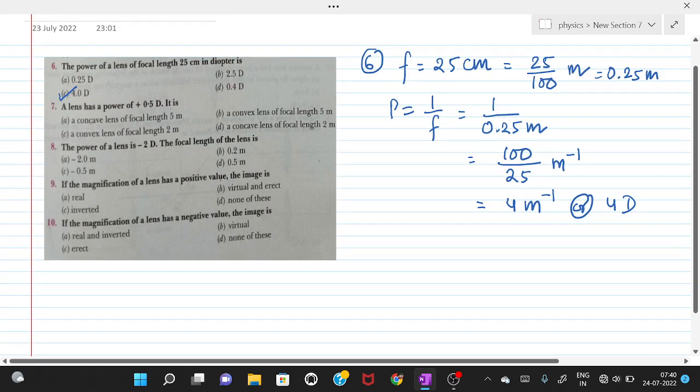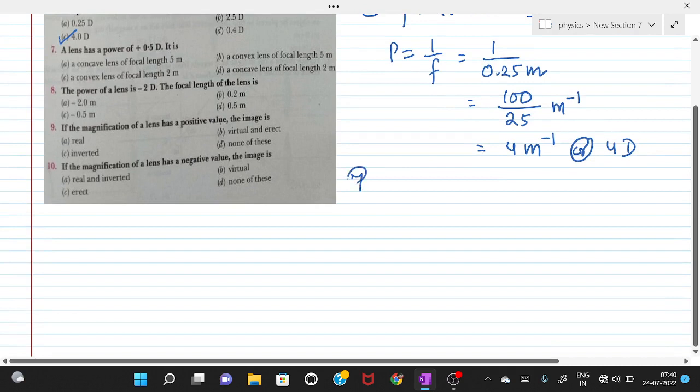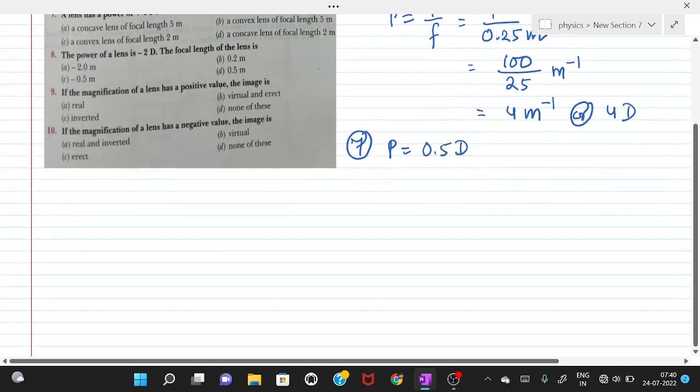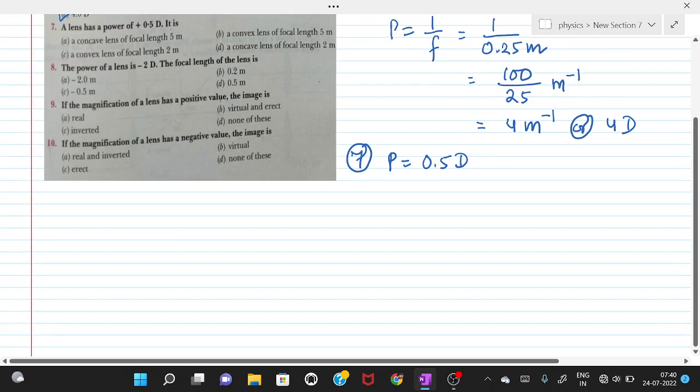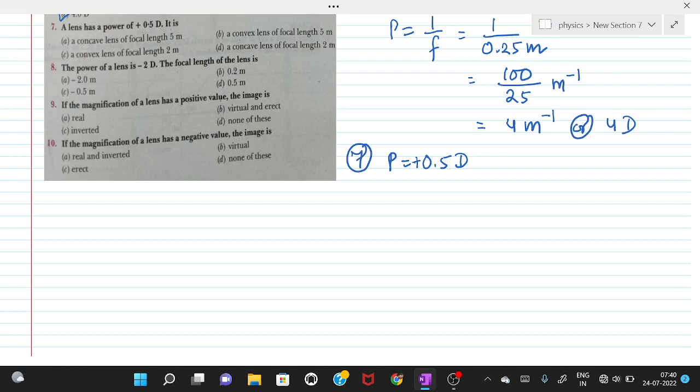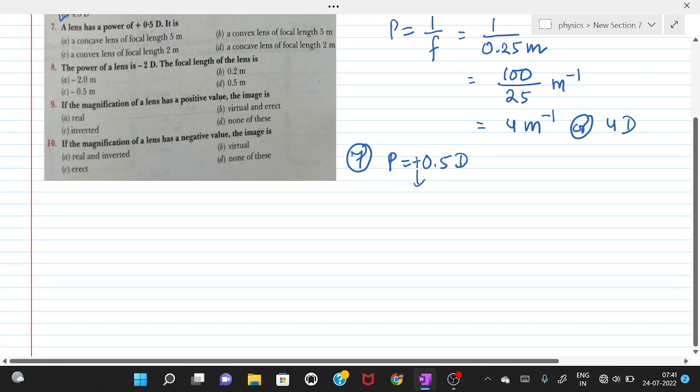Now we are going to see question number 7. Read the question first. A lens has a power of, what is the power given, my dear? Power given is 0.5 diopter. Now we have 4 options, and among the options we can see that some are concave lenses and some are convex lenses. We know that if power is positive, the lens must be a convex lens. So we can remove the options with a concave lens. Option A we can remove, and option D is also concave, so we can remove it. So our answer will be either option B or option C.